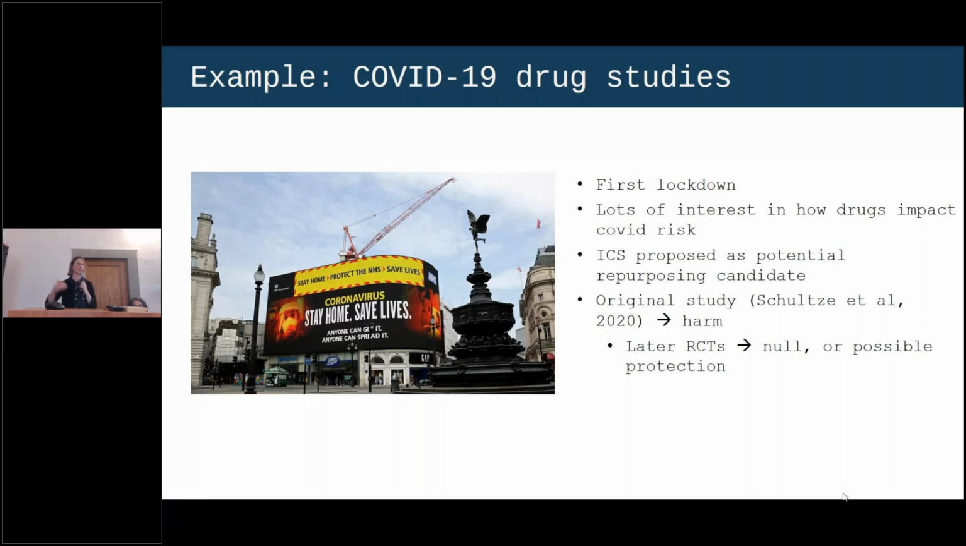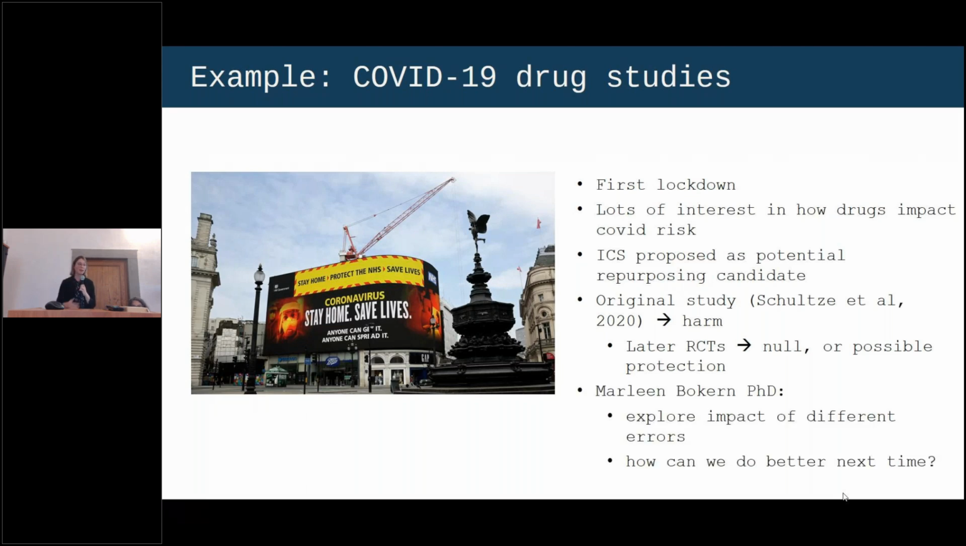Inhaled corticosteroids increased the risk of COVID, and later randomized controlled trials actually found a null or a potential protective effect. That's not fantastic because it's effectively the opposite of what we were hoping for. But luckily, we had a PhD student join our team who has been looking into the impact of different errors on these results, thinking about, well, can we use some of these methods that we've learned since to learn what we could do better next time.